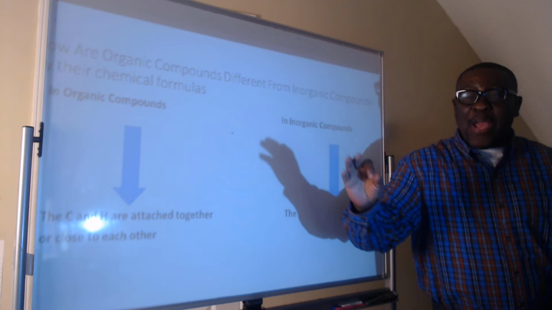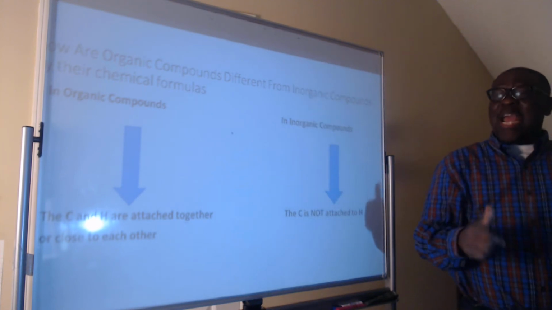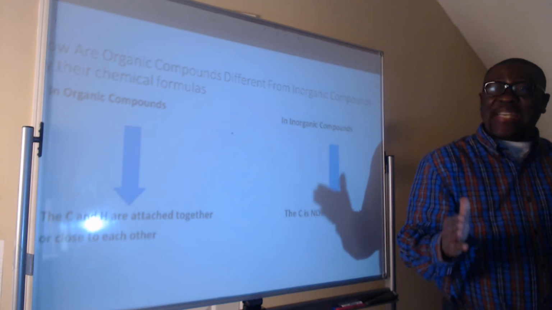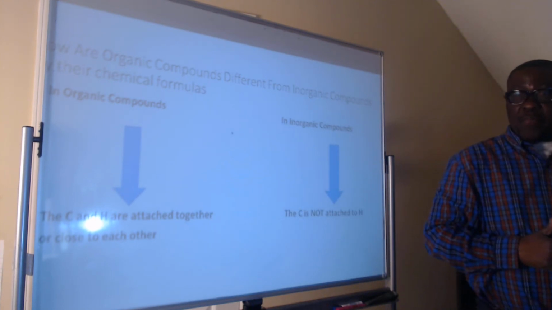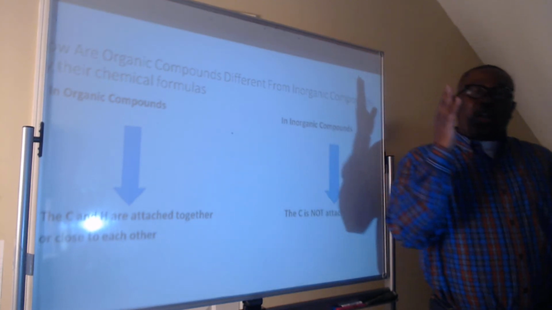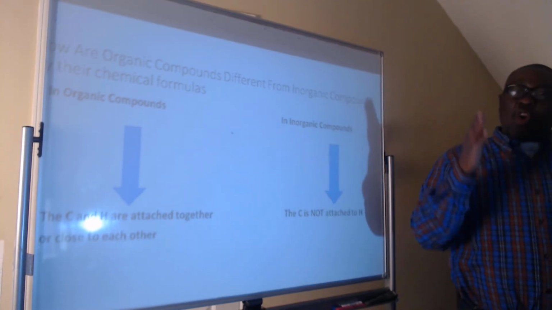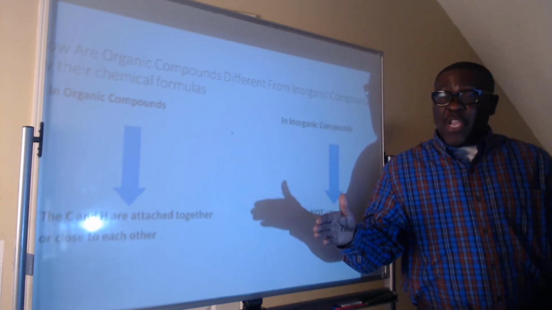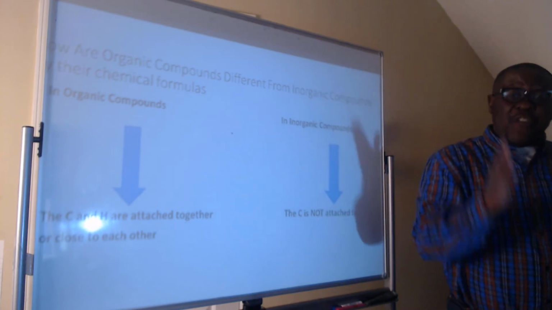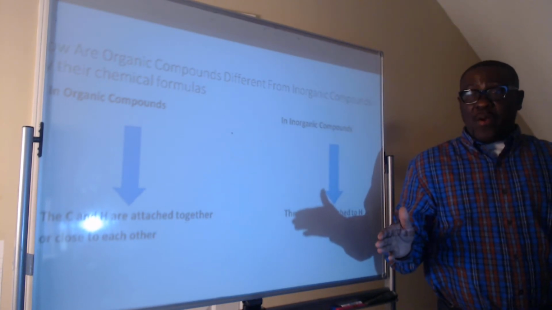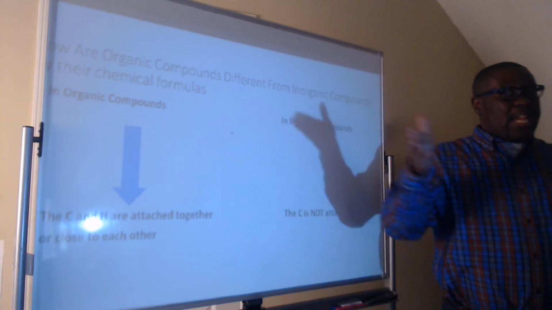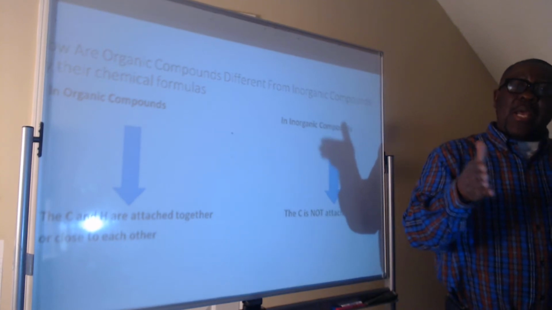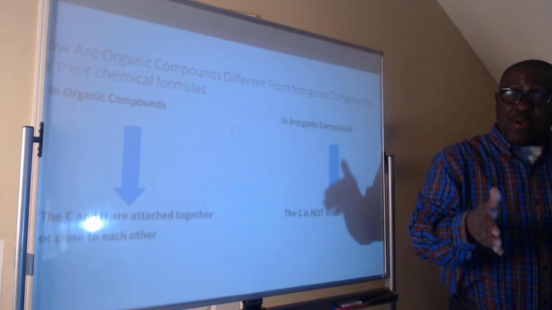In organic compounds, the C, which is carbon, and the H, which is hydrogen, are always close to each other or attached to each other by a bond. So the carbon, the C, always comes first, followed by the H. So in all organic compounds, you have the C first and then the H. Not the H first and then the C, but the C first and then the H. So the hydrogen is attached to the carbon.